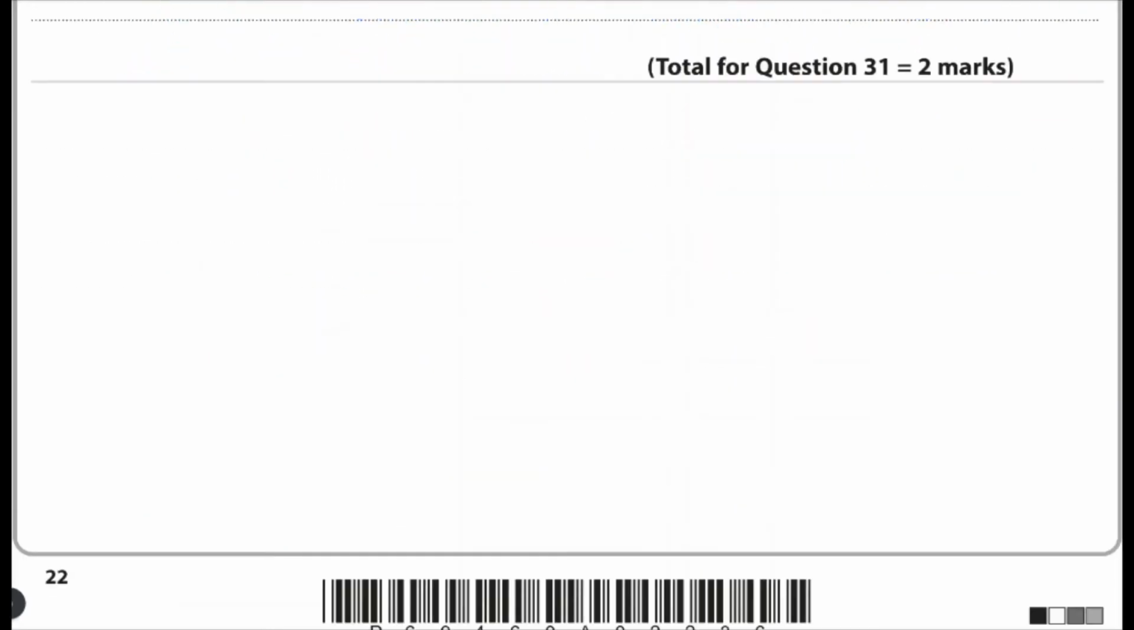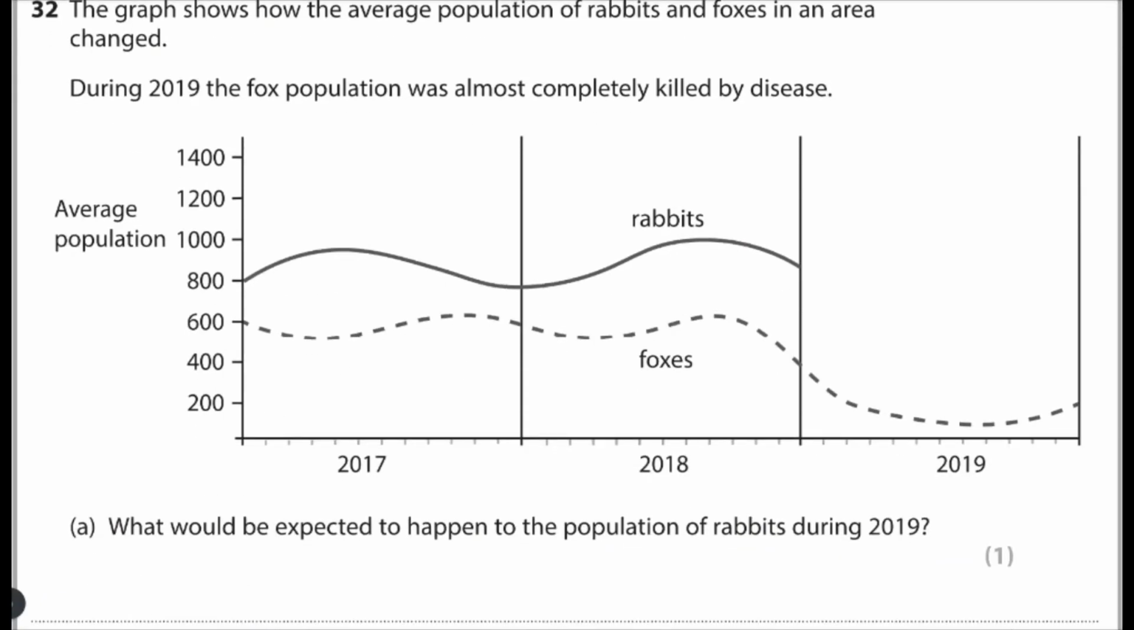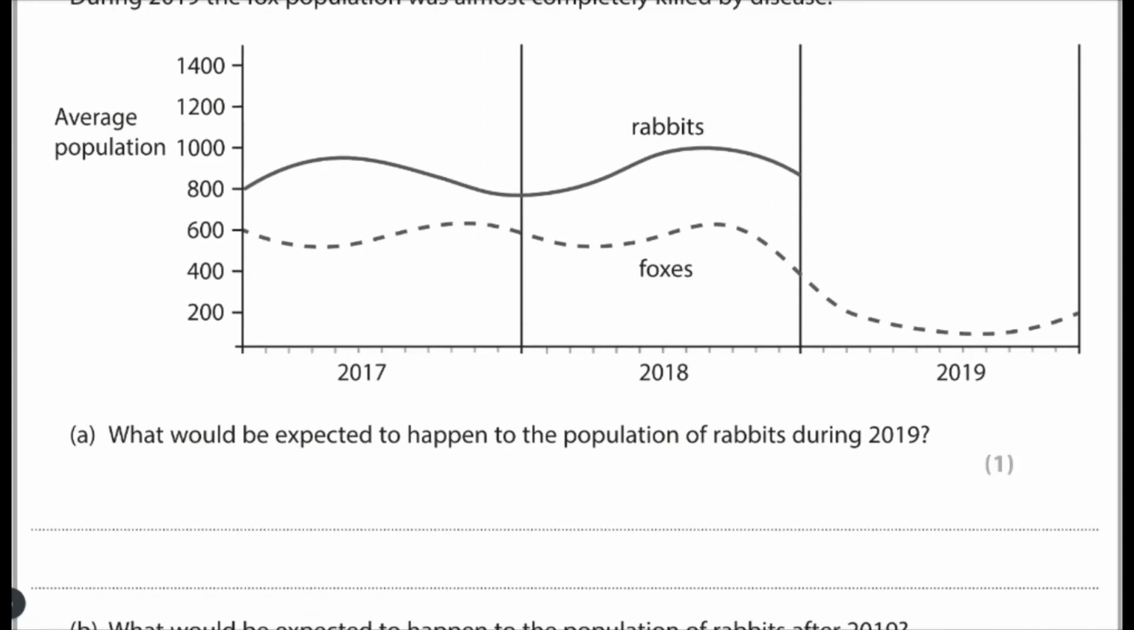Okay, let's look at the next question. 32. The graph shows how the average population of rabbits and foxes in an area changed. During 2019, the fox population was almost completely killed by disease. Average population is given, ranging from 0 to 1400 on this axis, and the other axis is the time or the years. What would be expected to happen to the population of rabbits during 2019? Now, the sudden fox disappearance is shown. So, what will happen is the number of rabbits will increase. So, what is the reason? Because there are fewer predators to hunt down rabbits.